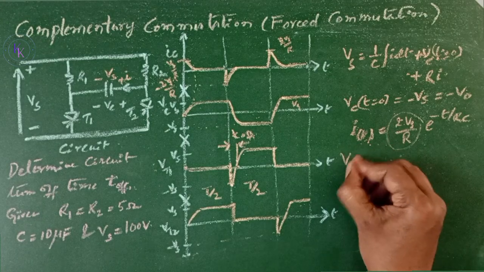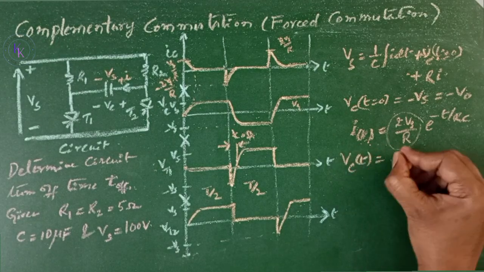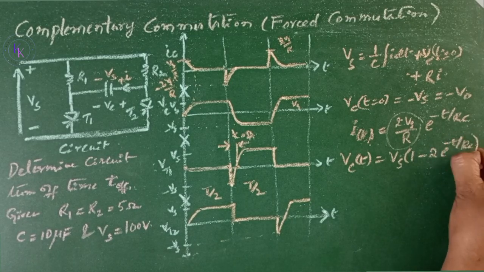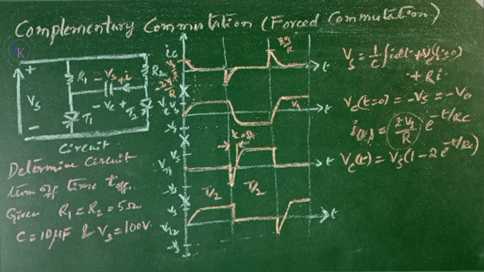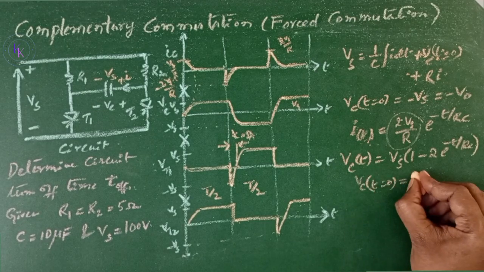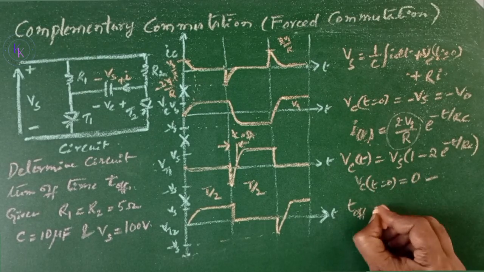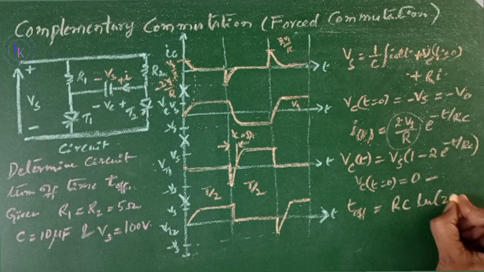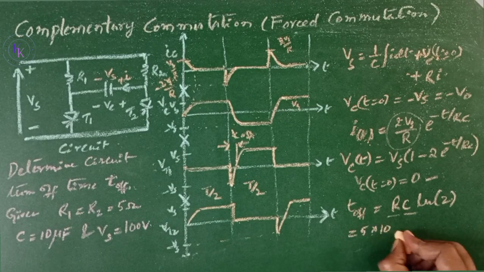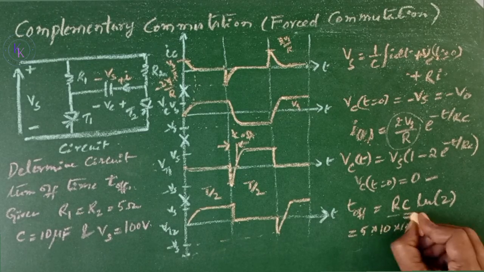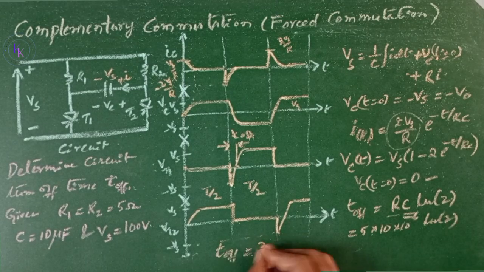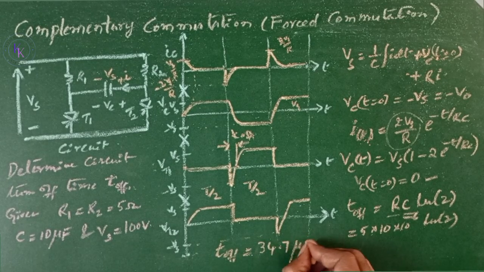Now the capacitor voltage Vc of t equals Vs times 1 minus 2 e to the power of minus t by RC. The turn off time can be found with the initial condition that Vc of t off equals 0, giving t off equals RC ln 2. If you substitute the value of RC from the given data, 5 multiplied by 10 microfarads, that is 50 into 10 to the power of minus 6, times ln 2, then you will get t off equals 34.7 microseconds.